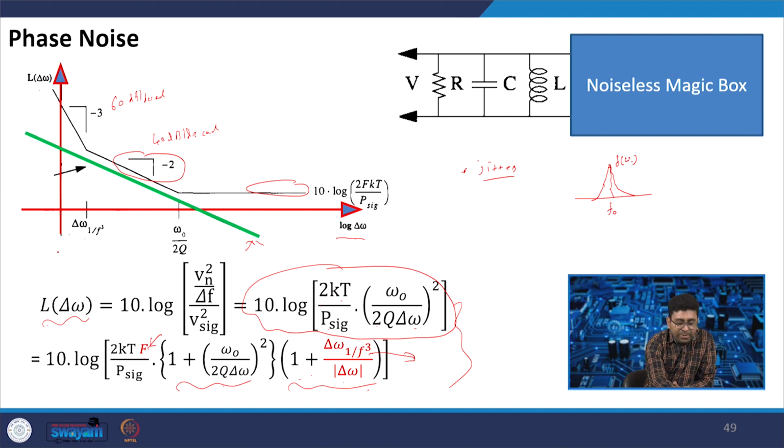So, from omega naught up to the corner frequency of the MOSFET or BJT, any active components, it is going to have a third order slope. After that, up to omega naught by 2q, it is a second order, and then it is a constant. So, this is a model of phase noise, which you can apply to any oscillator that we have already studied. You can go through the literature for more understanding on phase noise.